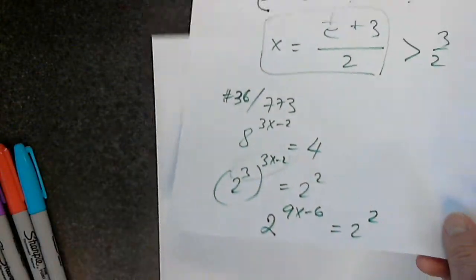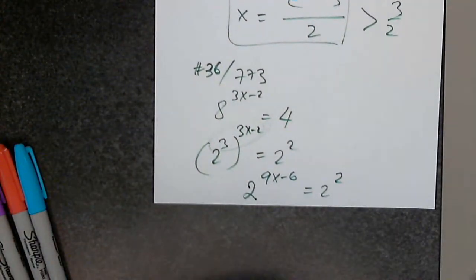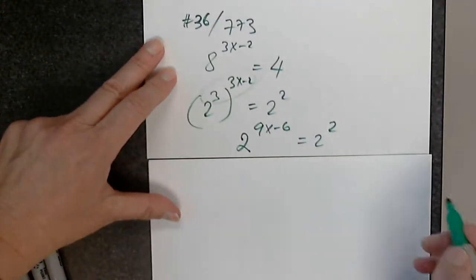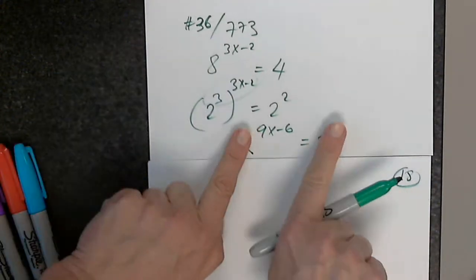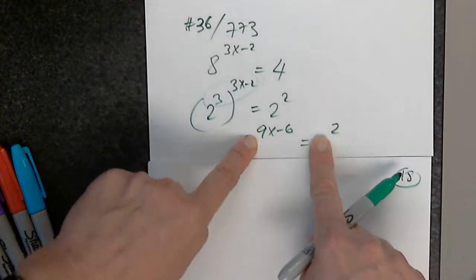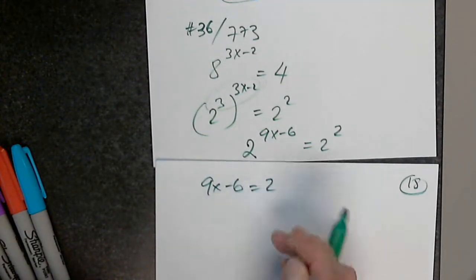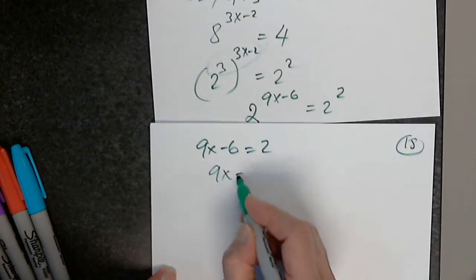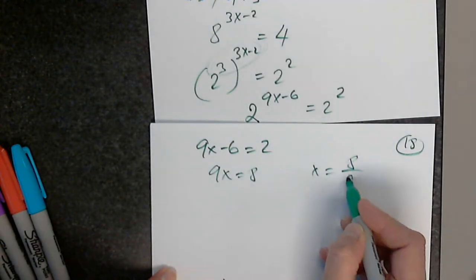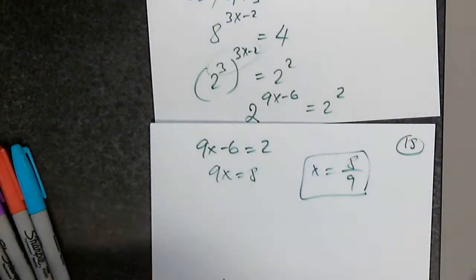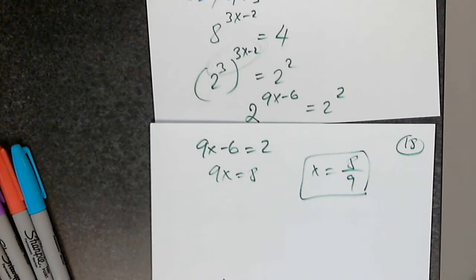So then two numbers are equal and they have the same base. What has to happen? Set them equal. The exponents have to be set equal to each other. Very good. So then 9x equals 8, or x equals 8 over 9. For exponential equations, there is no restriction. Good. Anything else?